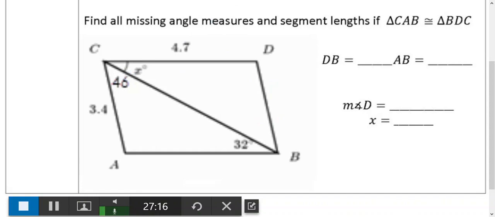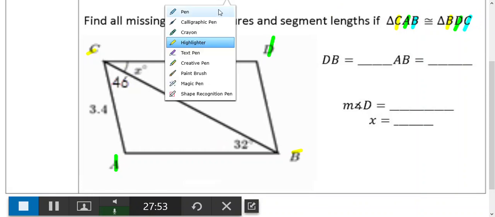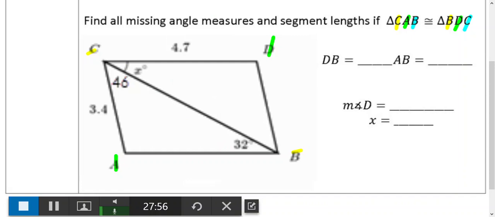So let's see if we can do some highlighting here, see if that helps us. We have C congruent to B on one side, and we have A congruent to D. So these two are going to match up. And then we're going to have B congruent to C. So again, these are going to flip, B and C. That helps us think about how it's going to work here.